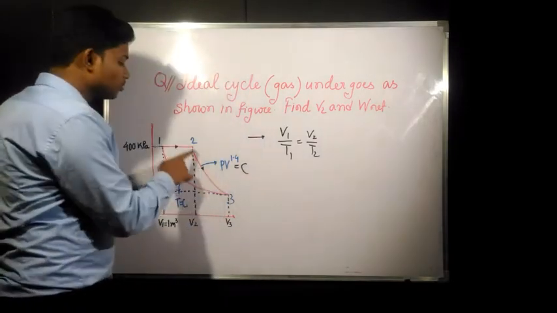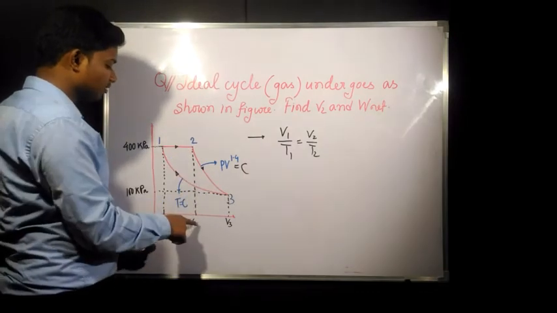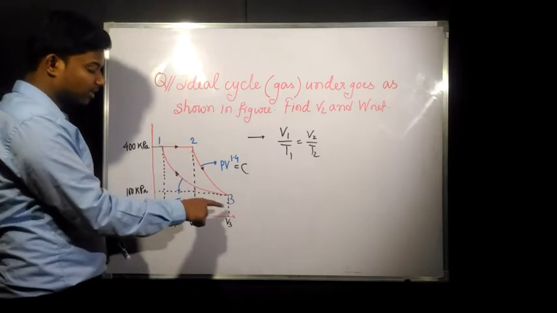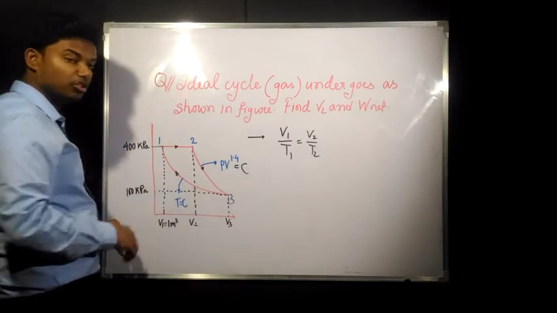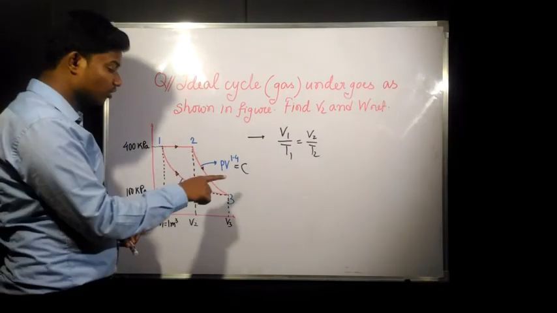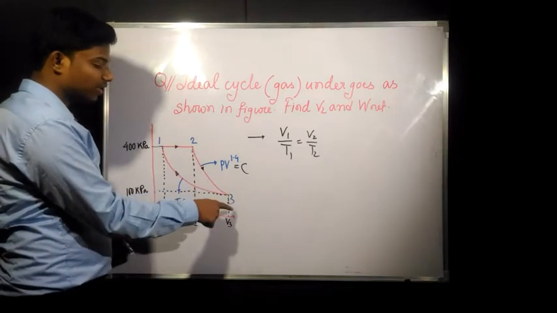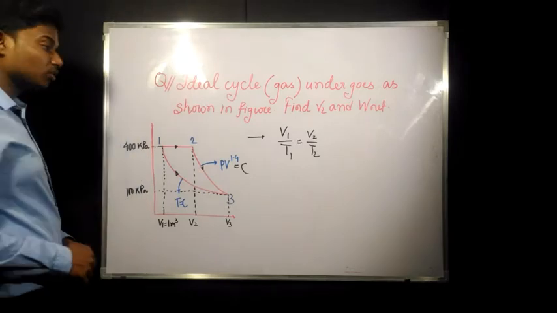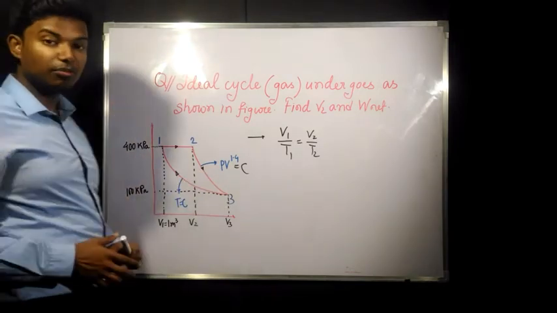In process 2 to 3 also, the volume is unknown here, only pressure is known. So we have got two unknowns, volume at 2 and volume at 3. So we also cannot solve this by using 2 to 3. So let us see what we can get from process 3 to 1.